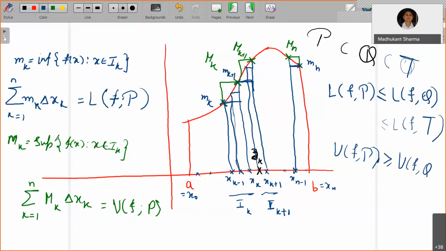So if Q is a refinement of the partition P, for example, let's say here z_k. So here is your capital M_k, and this is the area. Let's try to see. So this is your M_{k+1} earlier. This was the area covered by the upper integral.